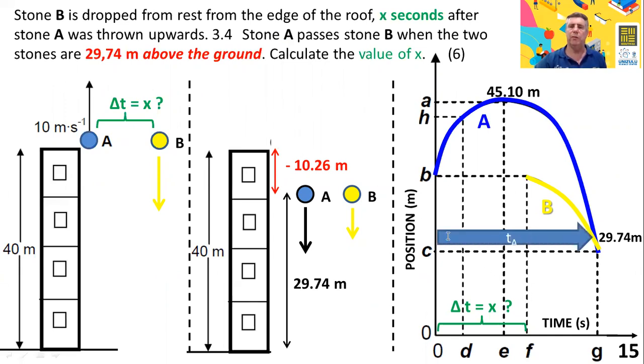So we will calculate TA, the time taken for A to go up to the maximum height, down past the starting point, and 10.26 meters lower. Then we're going to calculate TB, the time taken for B to free fall from the starting point, 10.26 meters lower. And then we'll simply subtract these, and you can see the difference between those will give us X.